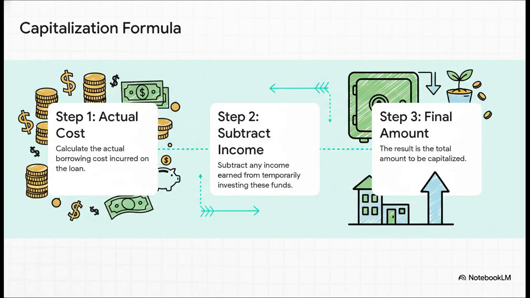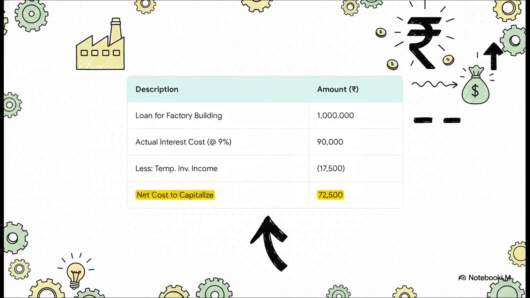Now, check out how simple this is. The process is just 3 steps. First, you calculate the actual borrowing cost you had on that loan. Then, and this is a neat little trick, if you were able to invest that money temporarily before you spent it all, any income you earned gets subtracted. The result? That's the total amount you get to capitalize. Simple as that.